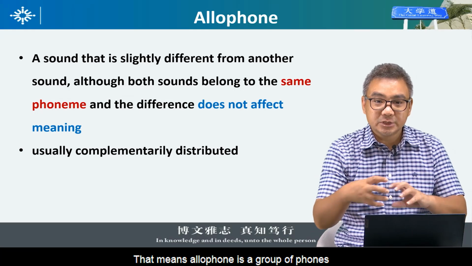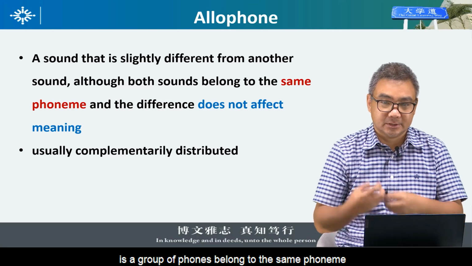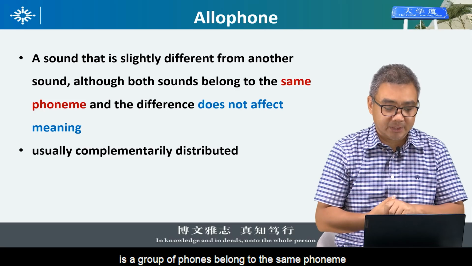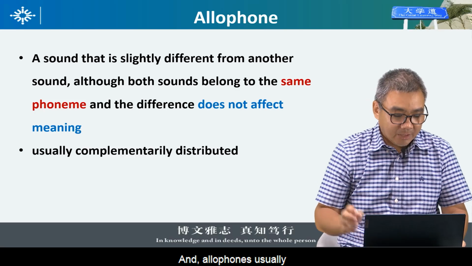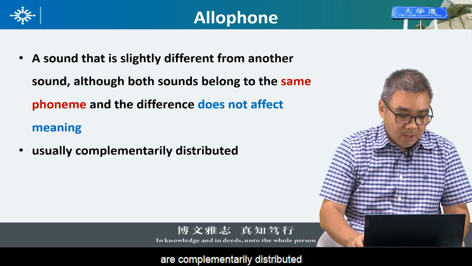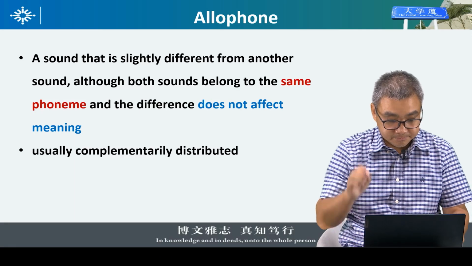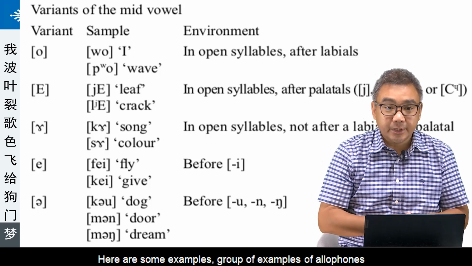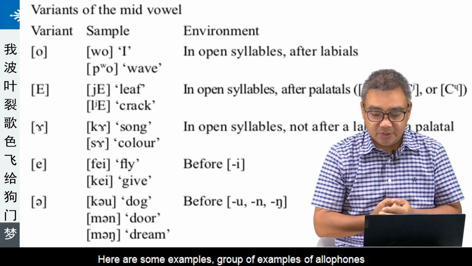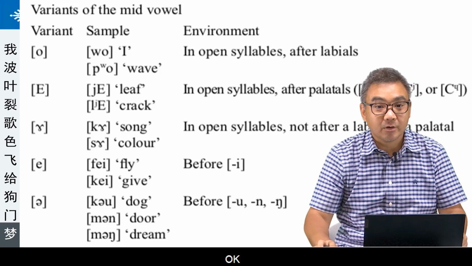That means an allophone is a group of phones, a group of phones belonging to the same phoneme. And allophones are usually complementarily distributed. Here are some examples, a group of examples of allophones. Okay?